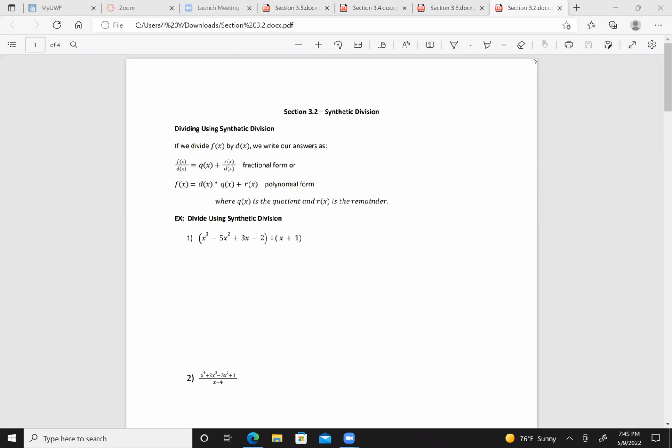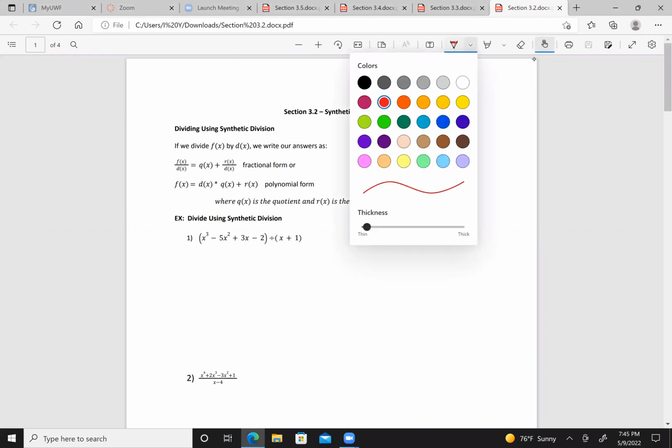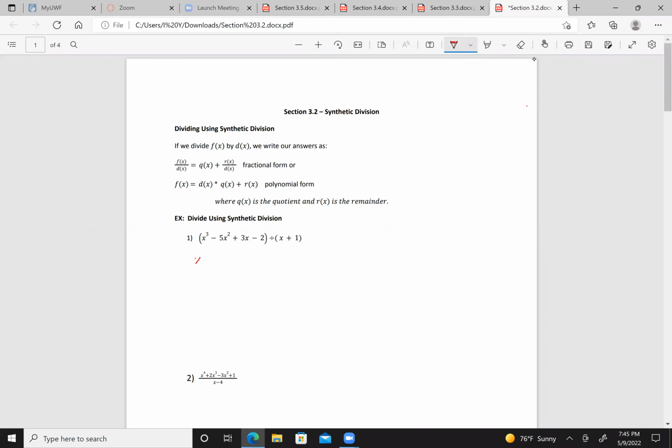So this is just like long division from way back in elementary school. So to start off, we'll rewrite this as x plus 1 going into x cubed minus 5x squared plus 3x minus 2. The first thing we need to remember when doing this is to make sure that if you have a third degree term, you have a second degree term, a first degree term. If you do not have one, put 0. So if there were no x squared term, I would write this with 0x squared.